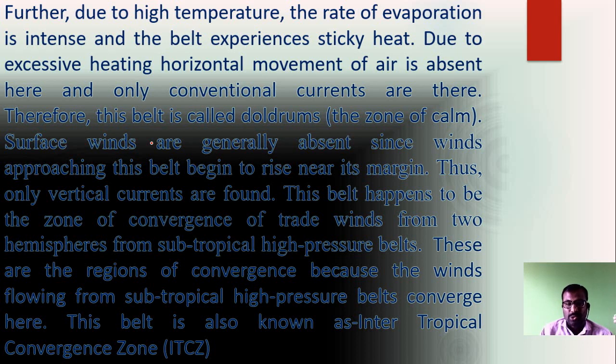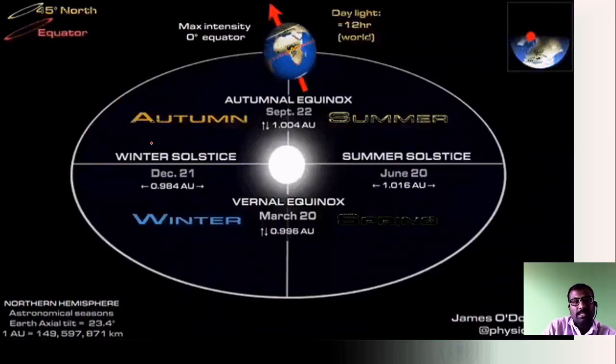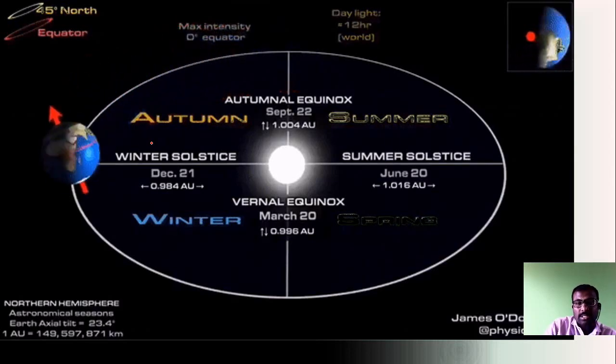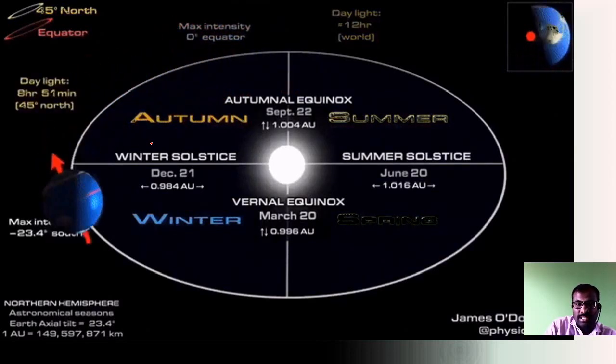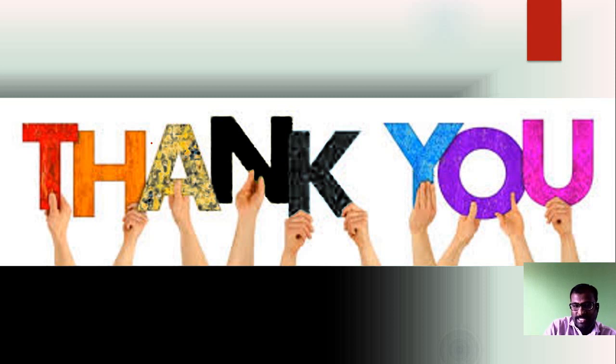This belt happens to be the zone of convergence of trade winds from the two hemispheres, from the subtropical high pressure belts. These are regions of convergence because the wind flows from the subtropical high pressure belts to this belt, which is also known as the intertropical convergence zone, ITCZ. In this diagram, you see the equatorial low pressure belt, subtropical high pressure belt, and polar pressure belts, under conditions such as summer solstice, equinox, vernal equinox, etc. Thank you.